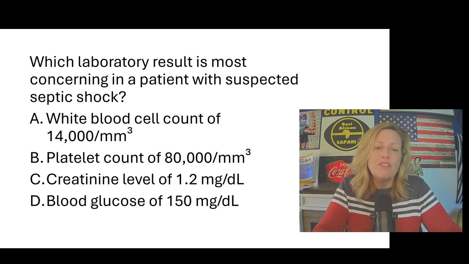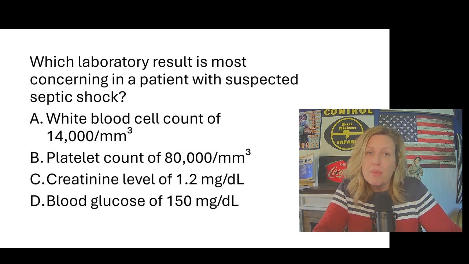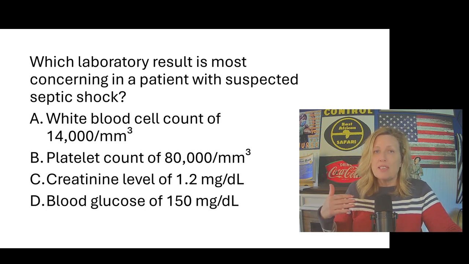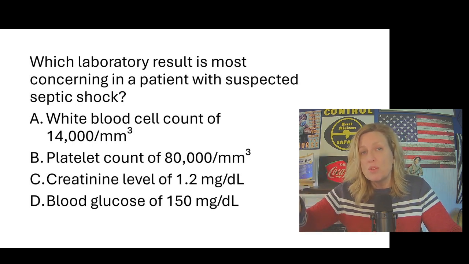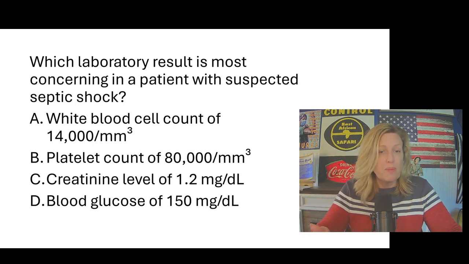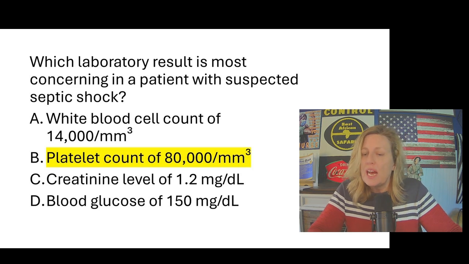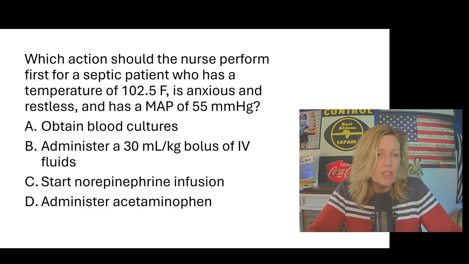Blood glucose of 150, that's actually expected because the body reacts to this insult on the body by releasing stress hormones, and stress hormones increase blood glucose. So that's actually expected. So the only one that's really not expected at all is that B, platelet count, which can start to drop pretty seriously when they are going into septic shock.